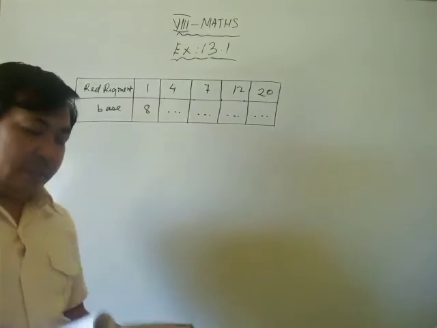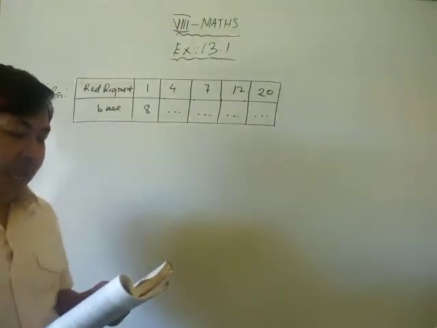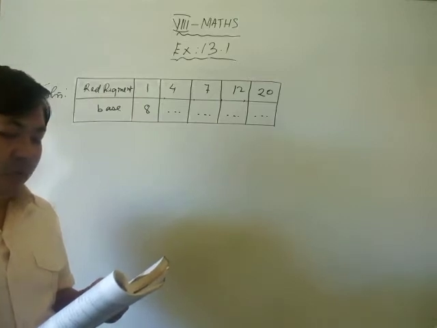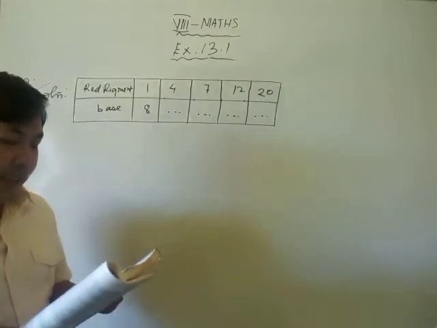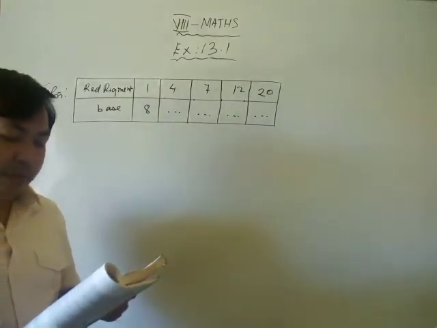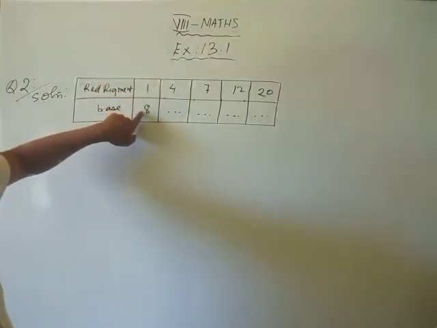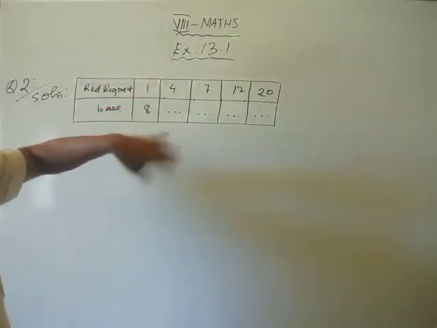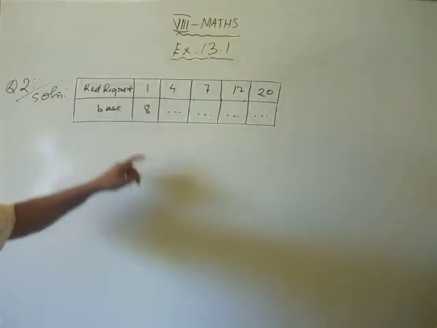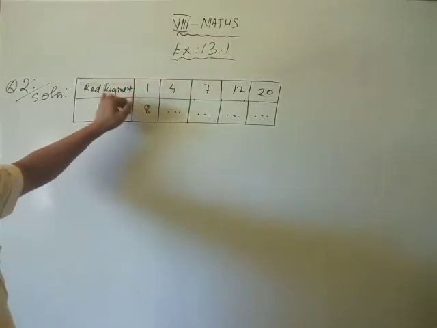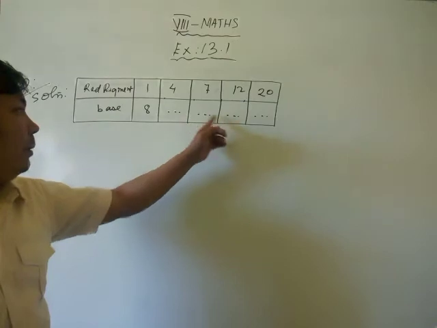Hello student, next we have question number 2. Question number 2 says that a mixture of paint is prepared by mixing 1 part of the pigment with 8 parts of base. In the following table, find the parts of base that need to be added. 1 part of red pigment, then they add 8 parts of base and they paint. Like this, if the red pigment part is 4, 7, 12 or 20, what will be the part of the base to be mixed with it?